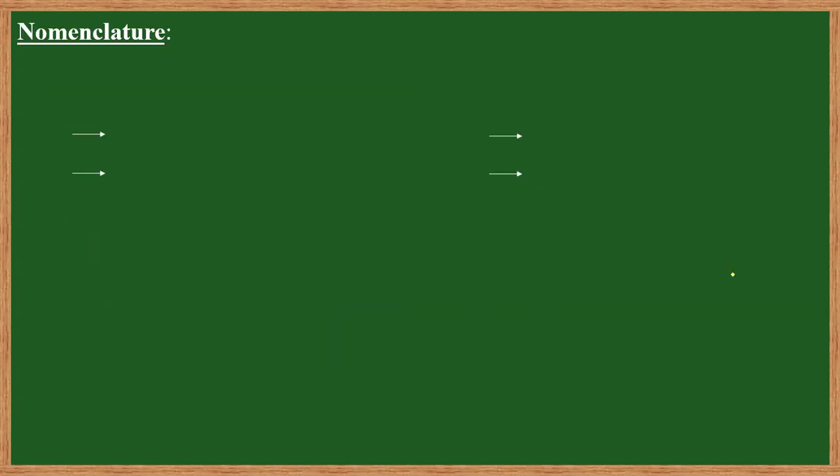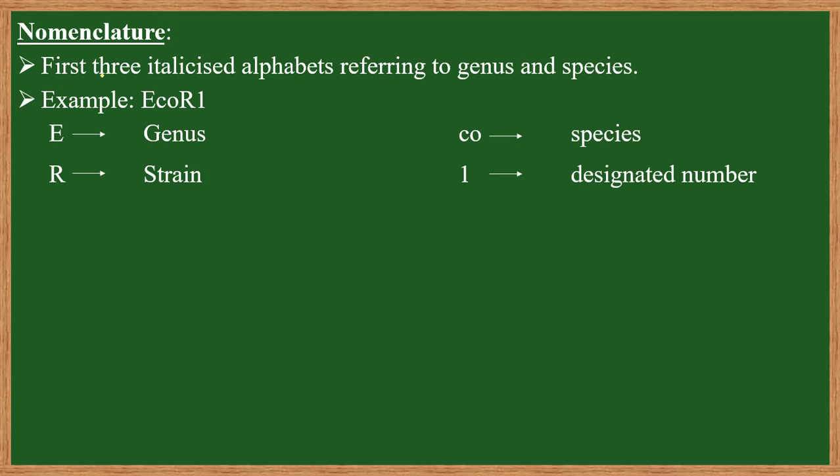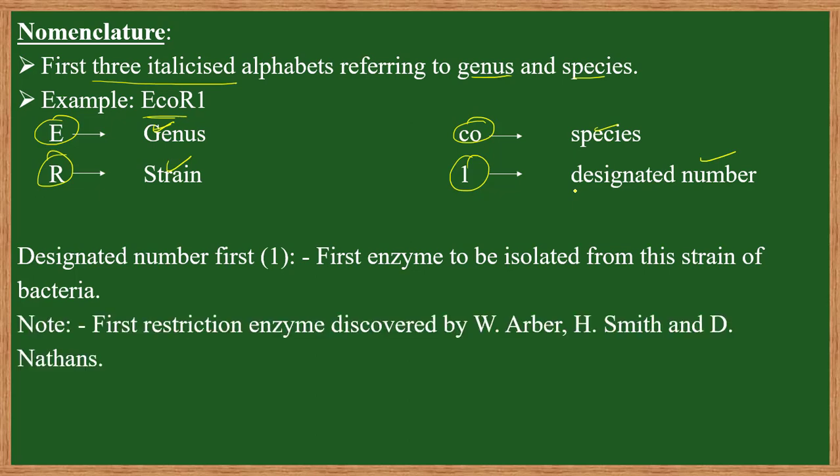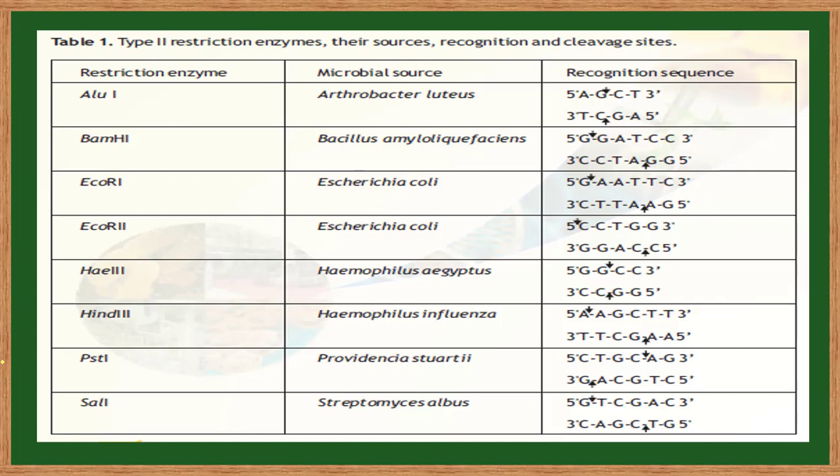Now we will see nomenclature. For restriction enzyme nomenclature, the first 3 letters are for genus and species. So in EcoRI, E is for genus, R is for strain, and CO is for species. The first number designates the first one, which was first isolated from E. coli cells. This was the first restriction enzyme discovered by Arber, Smith and Nathans.